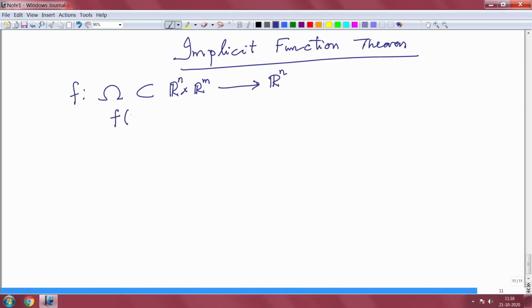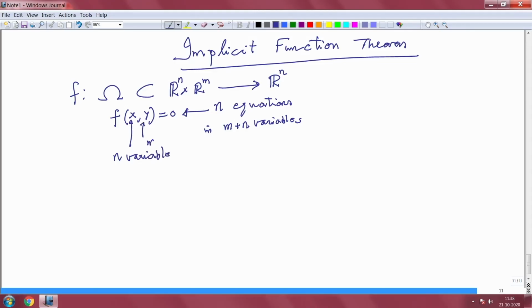If you have an equation f of (x, y) equal to 0, this is basically n equations in m plus n variables. Please understand that. Okay. So, you have n variables here, and here you have m variables. So, naturally you cannot solve it. You have fewer equations than unknowns. You have m plus n unknowns, and you have only n equations. So, naturally you can only expect to represent n variables in terms of the remaining m variables.